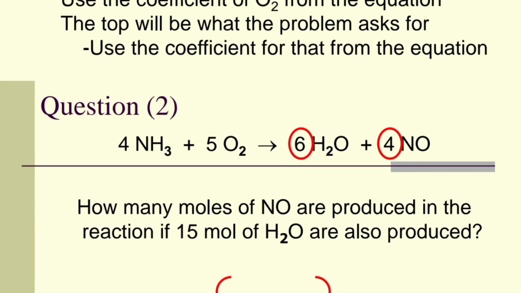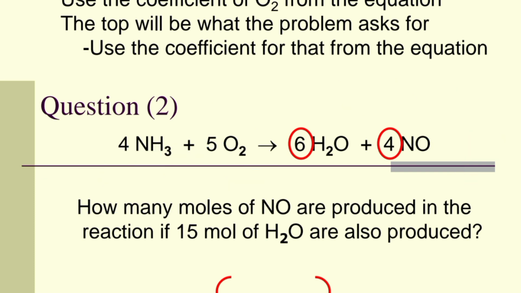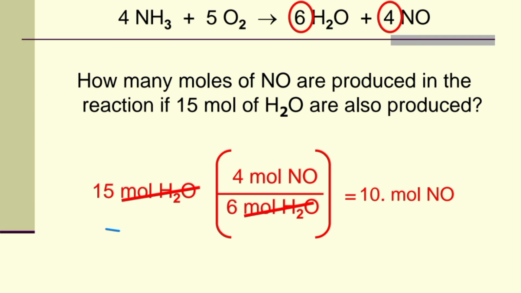Now we have given how many moles of NO are produced if 15 moles of H2O are produced, according to this equation, 6:4. First of all, we have given 15 moles of H2O, and we have to find moles of NO. We write 4 on top and 6 below. Doing these calculations, it will be 60 divided by 6, which is 10. So if 15 moles of H2O are produced, then 10 moles of NO will be produced in the reaction. Let us see the calculations.